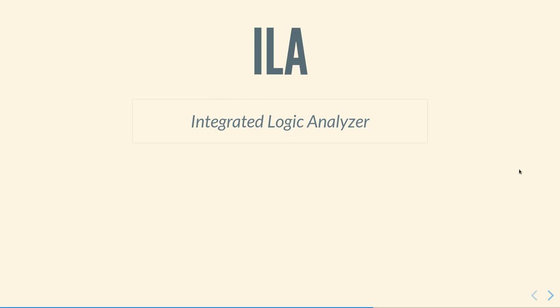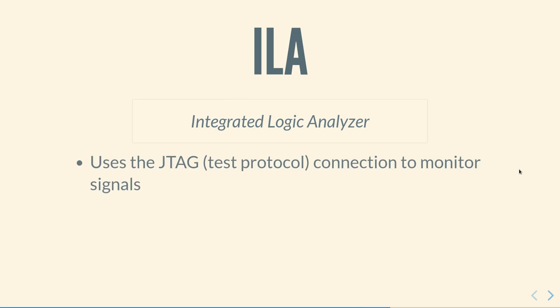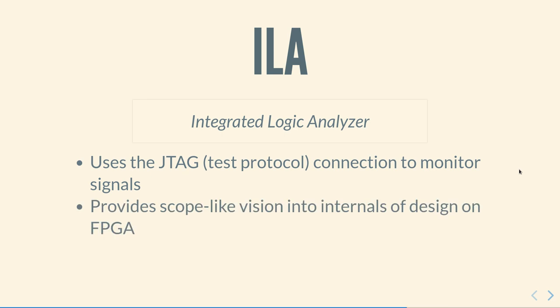Now, what is an ILA or an integrated logic analyzer? It uses the JTAG, that is the Joint Test Action Group. It's a test protocol, and that's the connection that is normally used in order to program the FPGA. What the ILA does is, in addition, it also uses the same protocol to monitor internal signals on your design. It provides effectively something like an oscilloscope-like vision into the internals of the design on the FPGA, provided that you have connected the appropriate signals to the ILA.